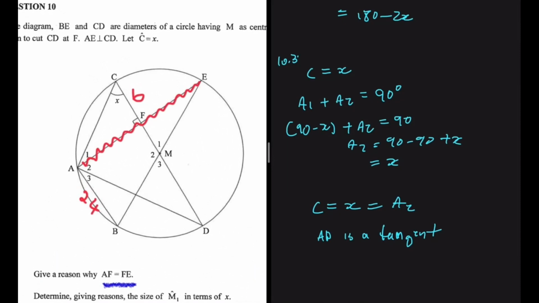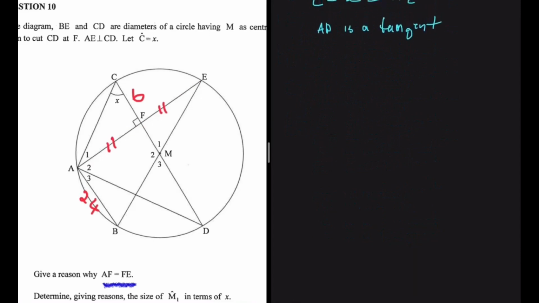You know, just pause the video and try thinking about which approach we can use to answer this question. Right? We've already established that AF is equals to FE because the line from center perpendicular to the chord bisects the chord, right? That is theorem 1. So AF is equals to FE. But at the same time, we can say that AB is equals to twice FM. We can say that this side here, AB, is equals to 2 times FM.